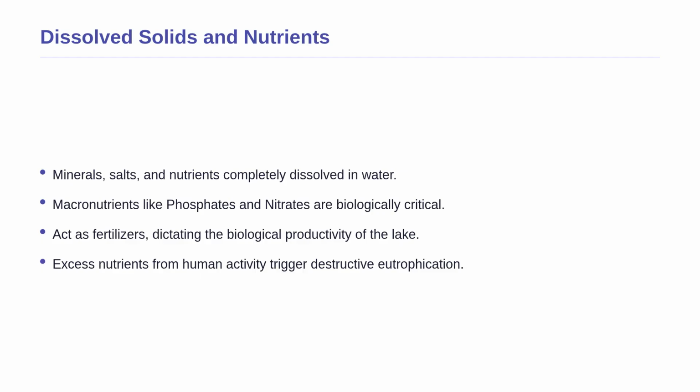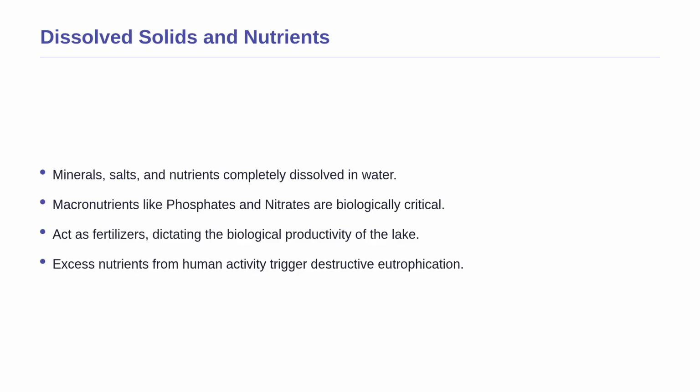Now that we have covered gases and buffering, let us shift our focus to the dissolved solids, which act as the vitamins of the lake. Why are these important? Just like a garden needs fertilizer, microscopic algae at the base of the aquatic food web need dissolved nutrients to grow. The most critical of these are macronutrients, phosphates, which contain phosphorus, and nitrates, which contain nitrogen. These dictate the biological productivity of the entire lake.